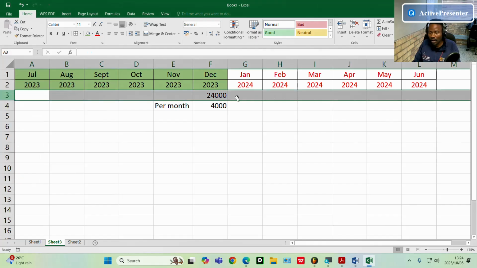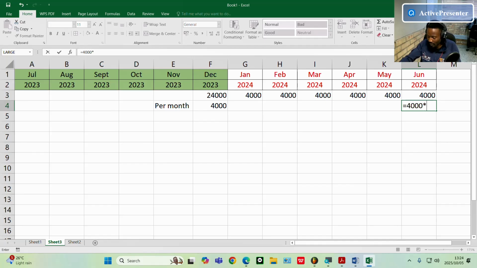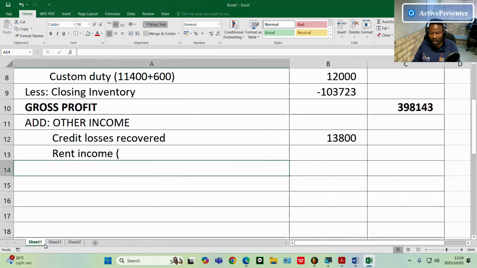Okay, and now we need to actually account for January, February, March, April, May, June, which is 4,000 for each and every month. So meaning it's actually 1, 2, 3, 4, 5, 6. So it's 4,000 times 6, because it's 6 months. Another 24,000. So 24,000 plus 24,000, that gives us 48,000. So this means our rental income, let me just put the final amount, is 48,000.